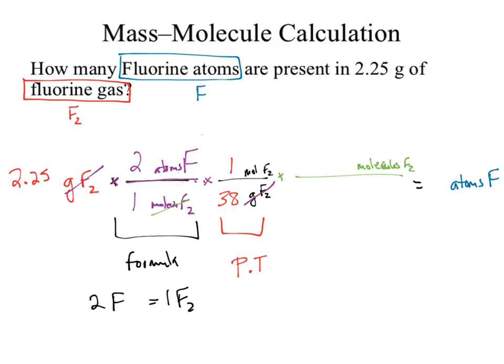I could convert into atoms of F. What happens if I do that? Then your F's cancel out, and the unit we'd have at the end? No, it's just atoms. We'd have grams. The grams of F2 canceled, so you have moles of F2. Is that what you want for an answer?